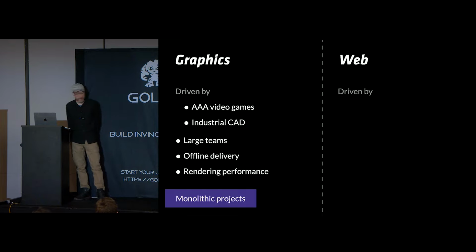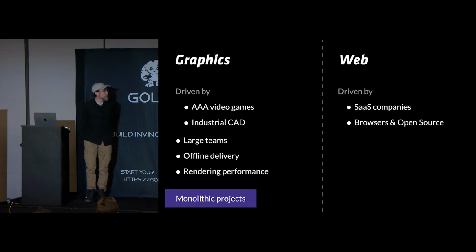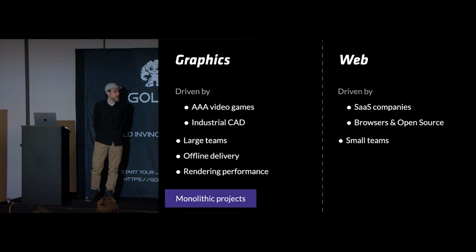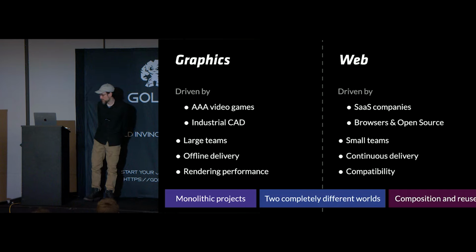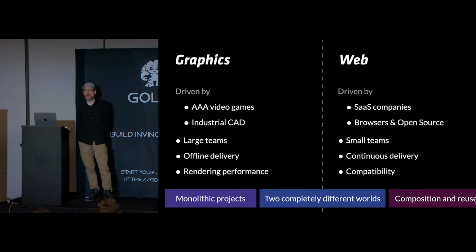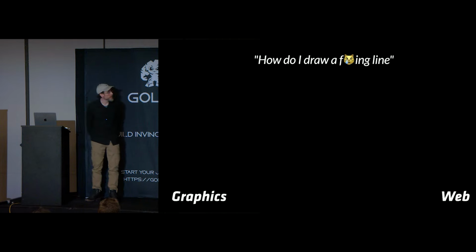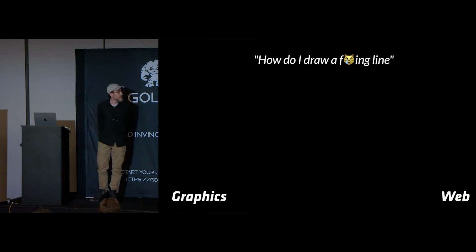On the web, it's very different. It's mainly driven by SaaS companies, browsers, open source, small teams, maybe just 3 to 4 people. Continuous delivery is generally preferred. And the main thing we care about is compatibility. So the focus is on composition and reuse. And these are two completely different worlds. It affects how you build technology, how you do things, and so on. And this leads to a story that I call, how do I draw a friendly line?